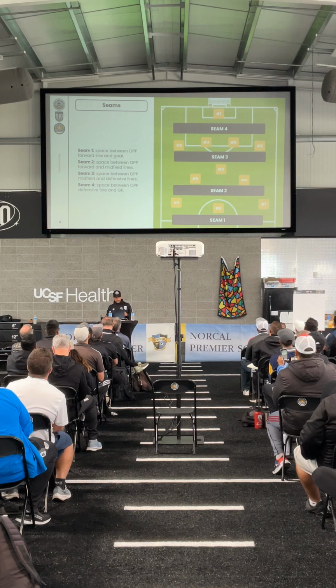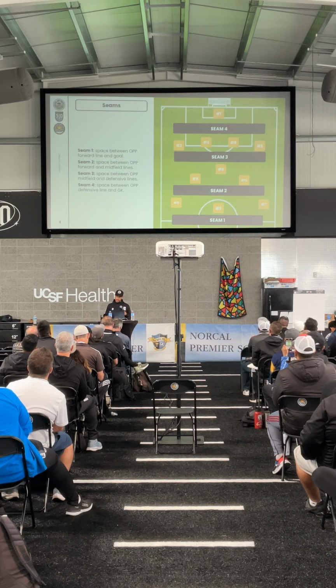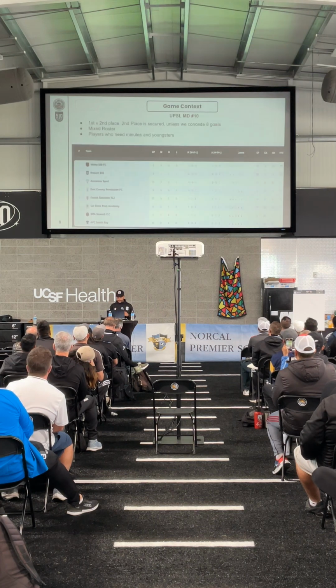And then we use scenes. Now, scenes here, this is very important. We use it a lot. It helps us really communicate with players clearly. Scene 1 is the space between the opponent forward line and our goalkeeper. Scene 2 is the space between the midfield and forward line. Scene 3 is between the defensive line and the midfield. And then scene 4 is between the opponent goalkeeper and the back line.